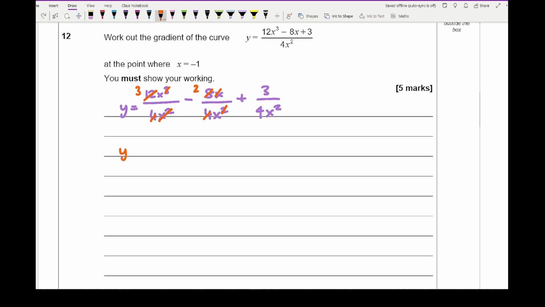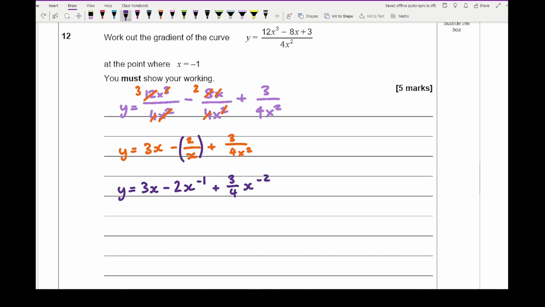Now from this, I can then write what's left. So I've got 3x minus 2 over x plus 3 over 4x squared. Now from this, what I can then do is write this using indices. So what I've got is y equals 3x. I can rewrite 2 over x as 2 lots of x to the power of minus 1. And I can add that to 3/4, and I've got x to the power of minus 2.